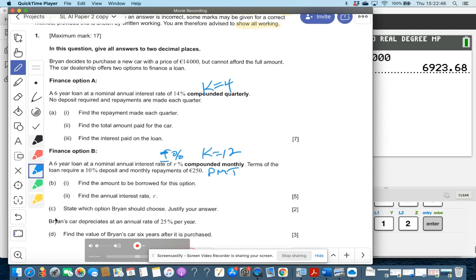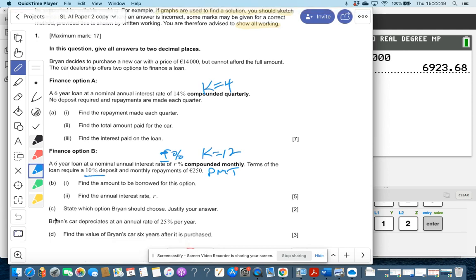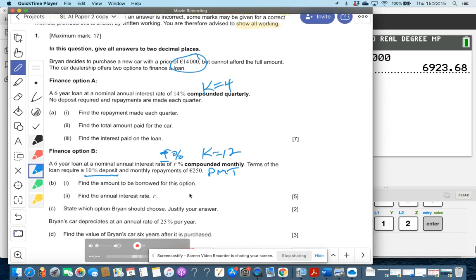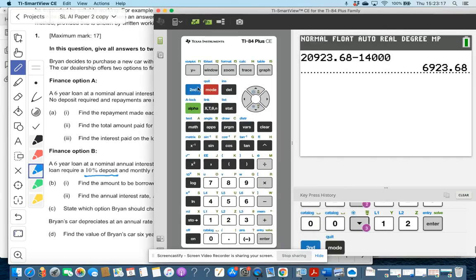Oh, we didn't read the whole question here. It actually says there's a 10% deposit here. Okay, so 10% of 14,000 is going to be subtracted from the amount. That's going to be the amount we borrowed. So we paid 1,400 up front, and then the rest of it is going to be in the loan. So that is 12,600 is going to be the amount borrowed.